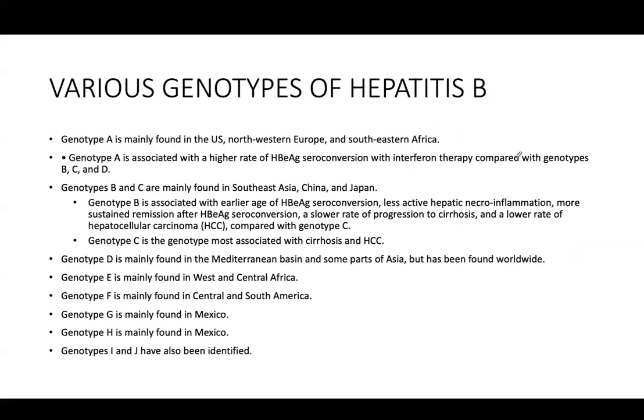Coming to the genotypes. This again has been asked in MCQs across various formats for MRCP, PLAB, and so many things. Even in the viva, they had asked which genotype is more infectious. Genotype A is mainly found in the US as well as Northwestern Europe. Genotype A is associated with a higher rate of HBeAg conversion with interferon therapy compared with genotype B, C, and D. This is an MCQ.